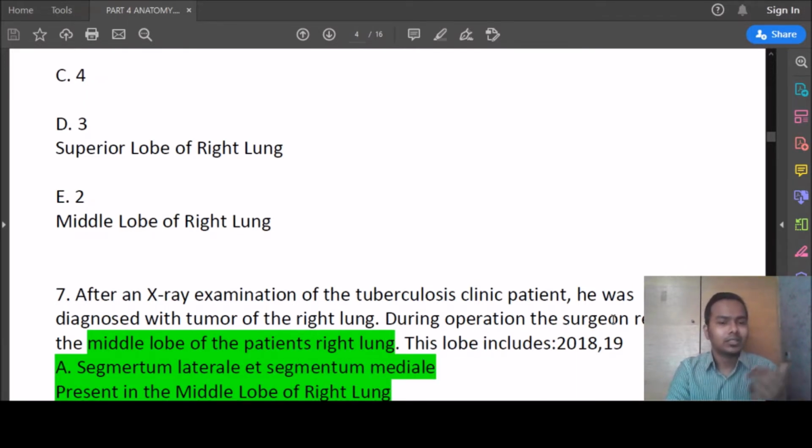In the right lung, there is a division into upper, middle, and lower lobe: 3, 2, 5.